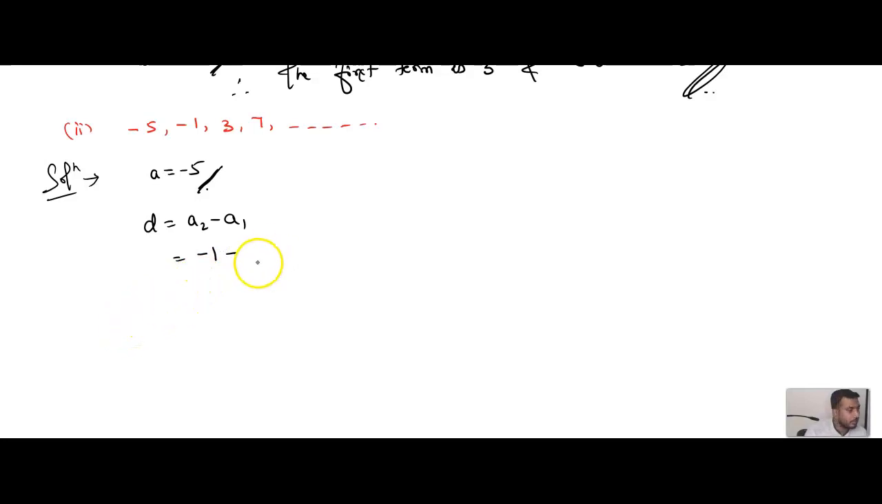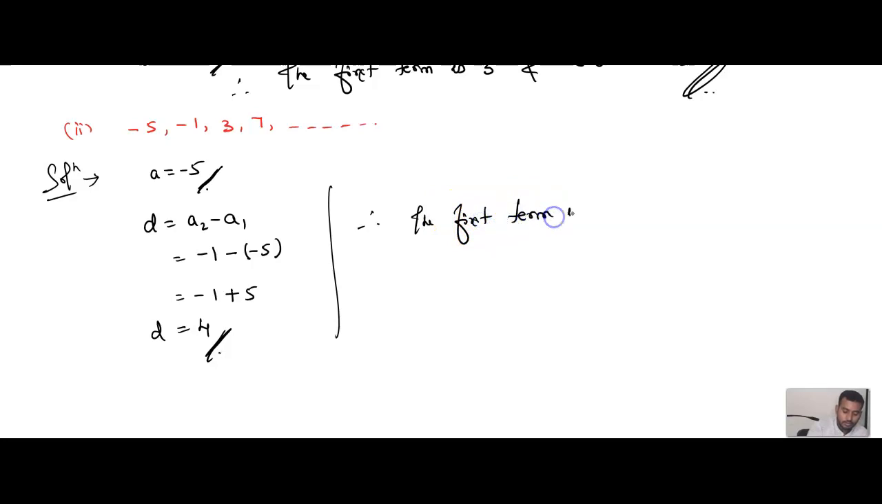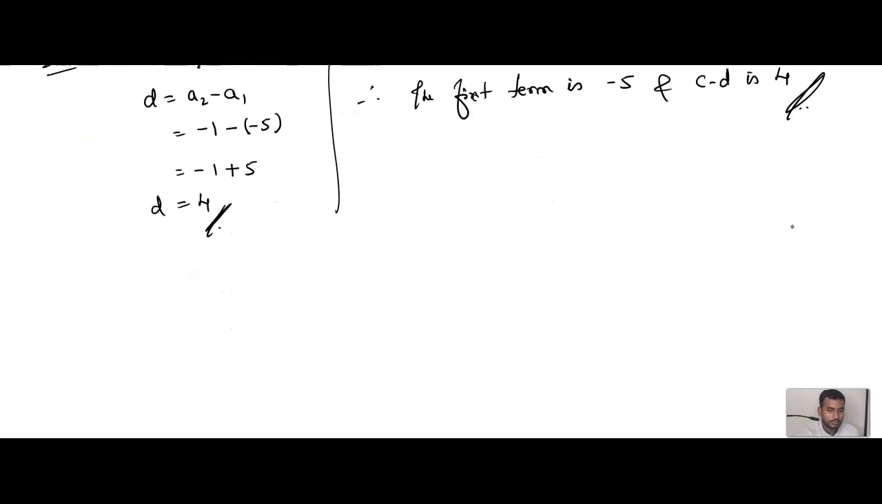We are getting one more minus, so we write minus 5 in brackets. Then minus 1, minus into minus, plus 5. 5 minus 1 is 4. This is the value of D. Right? Therefore, the first term is minus 5 and the common difference is 4. This is our final answer. Any doubts? Good.